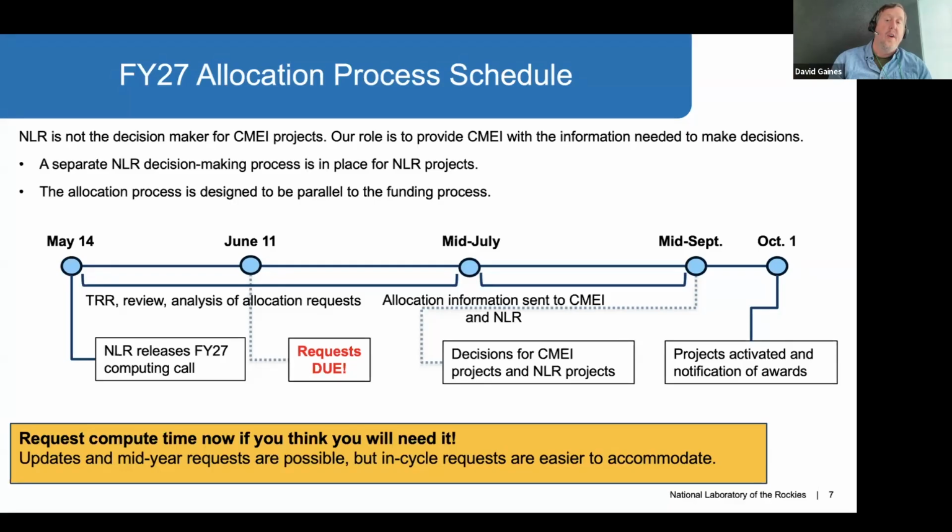And again, finally, I said it multiple times, but this is designed to be parallel to the funding process. You don't need to have a funded project to apply for the allocation. The expectation is that, if your project ends up not being funded or not selected, you could release those AUs to be used by a separate project within your office or area. Again, updates and mid-year requests are possible, but it's on a space available process.